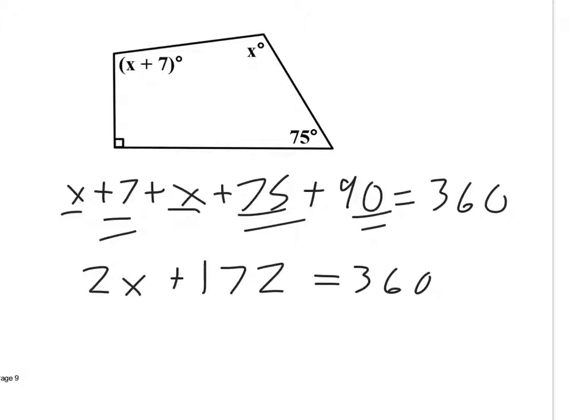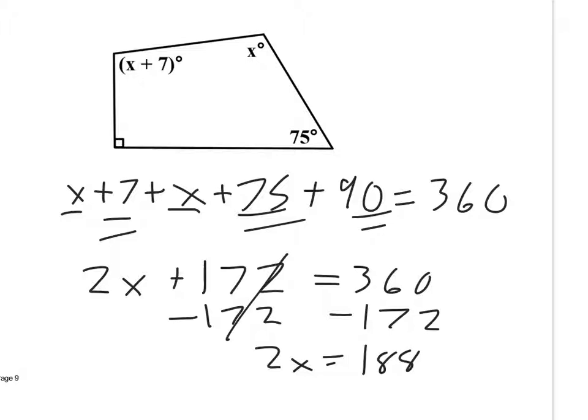William, what would I need to do? Good, I have to subtract 172 because I've got to get x by itself. So I undo what's being done. If I'm adding 172, I got to subtract 172. Well, I do one side, I do the other. What is 360 minus 172? 188. Then I divide that by 2. I undo what's being done. If you don't know, look at it. 2x is a multiplication problem. 2 times x. So I divide both sides by 2. X must be 94 degrees.